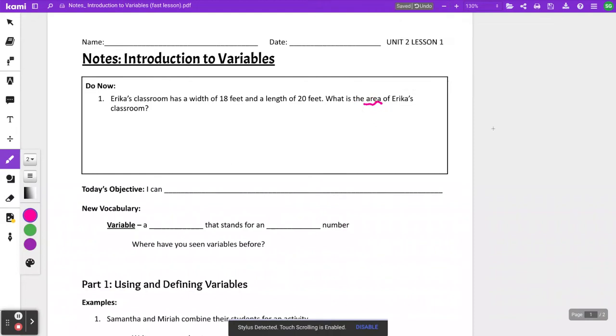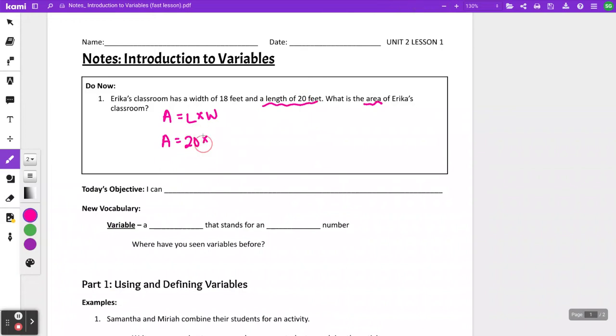And in order to answer that question, we need to remember how to calculate area. We've looked at this formula before about area, where we said area equals length times width. So to find the area of her classroom, we would need to multiply the length, which is 20, times the width, which is 18. And so to get that answer, when you do that multiplication, you get 360.